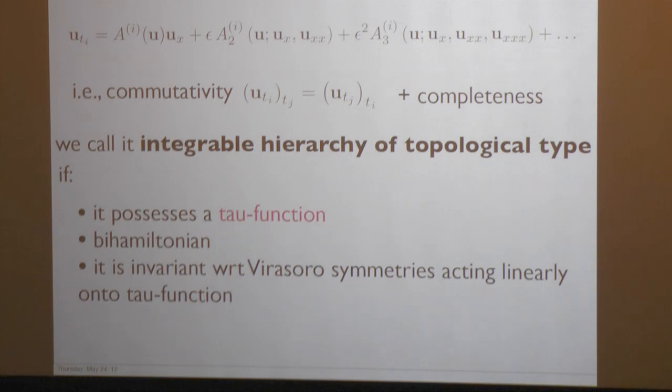Now I'm ready to give a kind of definition of an integrable hierarchy of topological type. We consider an infinite family of such commuting flows, fixing n, where the label i refers to the number of the flow. It requires integrability, meaning that these flows must commute pairwise and satisfy a certain condition of completeness. This is a very important point.